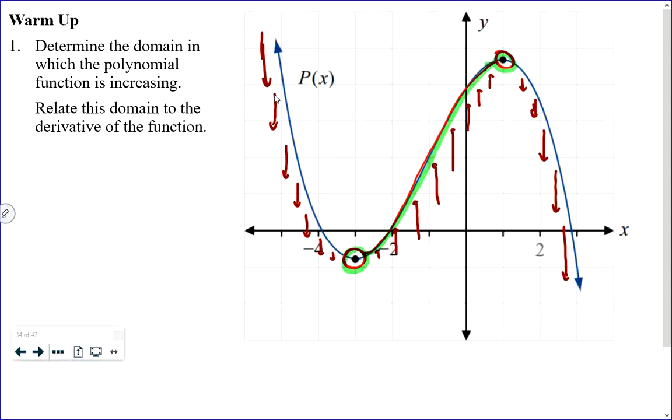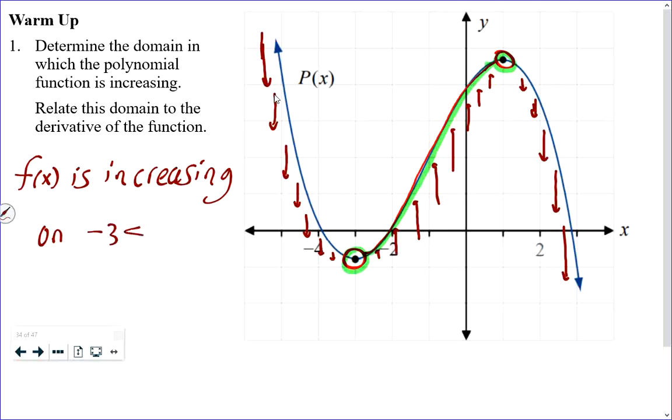So what's the domain? What is the answer to this question? F of x is increasing. We say on. You can say over, but very often we say on the interval -3 is less than x, which is less than 1. Does that make sense to you?